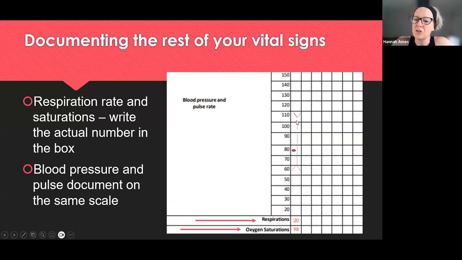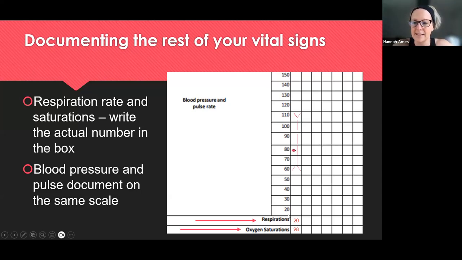Your blood pressure and pulse, you document exactly the same as you do on your NEWS2 chart, but they share the same scale. So on your NEWS2 chart, you've got a separate scale for blood pressure and a separate section for pulse, but here they share the same scale. So you need to make sure both are really clear. Make sure your pulse falls within your blood pressure parameters. So here I've documented a blood pressure of 105/70, and my pulse is 75. I've just moved my blood pressure slightly over so I can dot that pulse separately. Don't mark your pulse on top of the blood pressure line, if that makes sense.